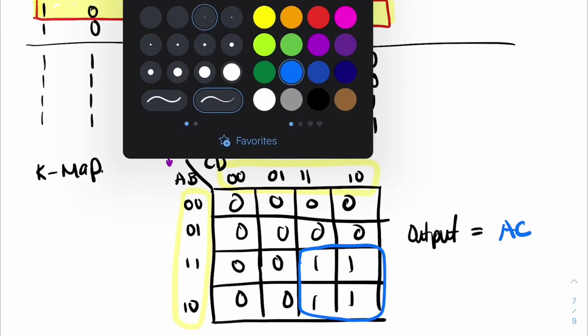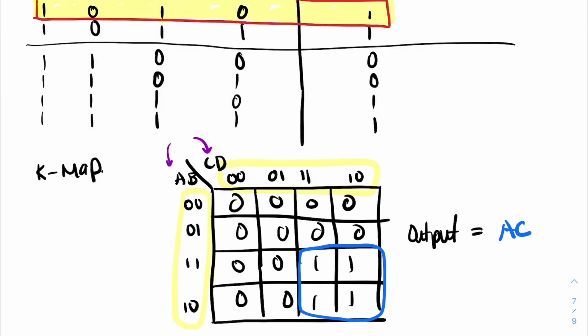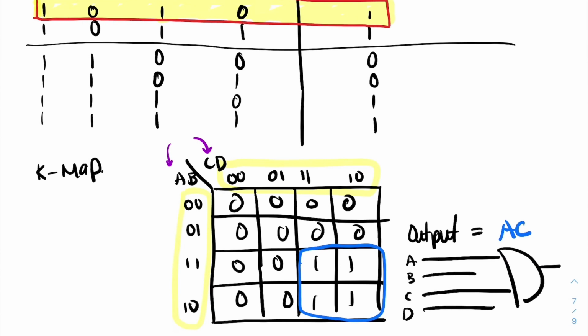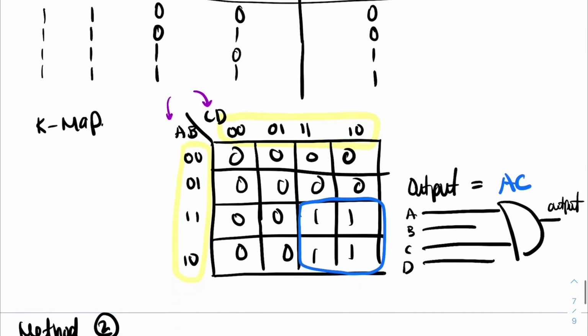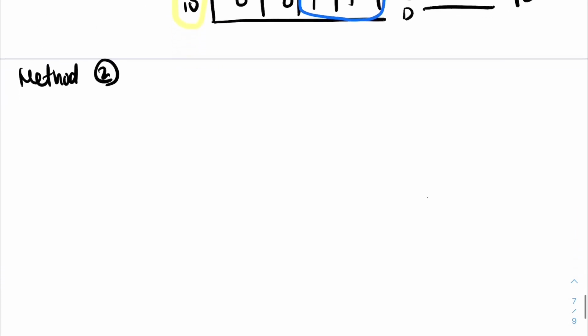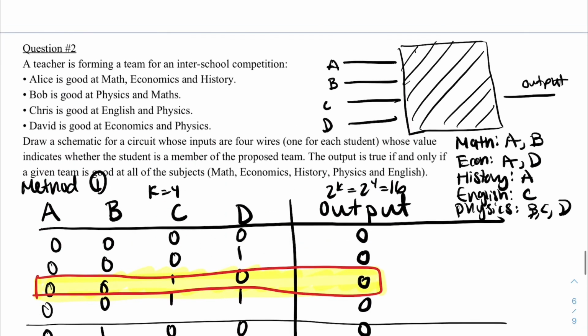So let's draw the equivalent circuitry for AC. I'll just draw all 4 wires for completeness, A, B, C, D, and we just take A and C and AND them together. One question that arises is, is it okay to not use all the wires? Yes, it is. But that's the kind of complete answer if you do method number 1, and that's something that's intuitive from looking at that information.